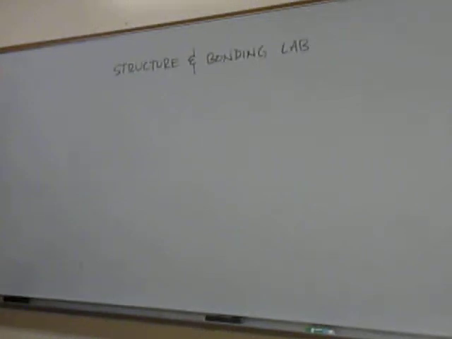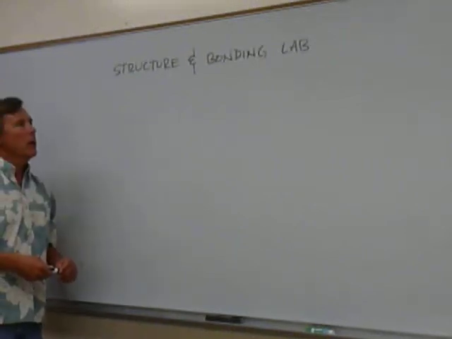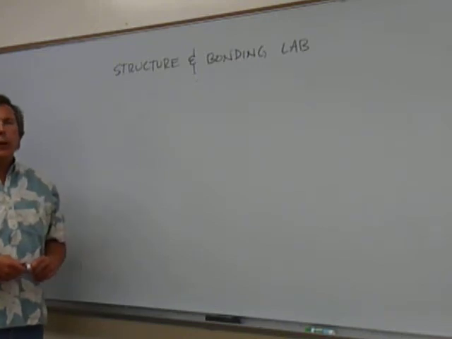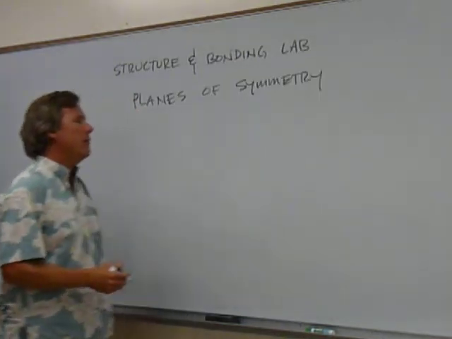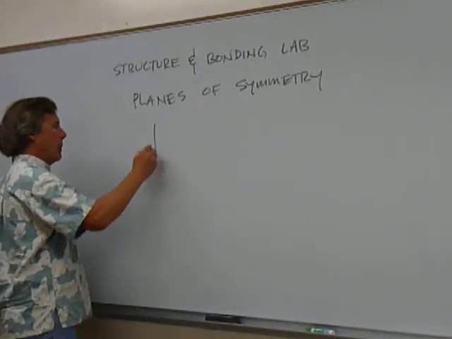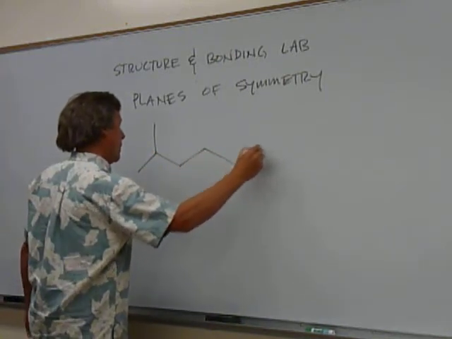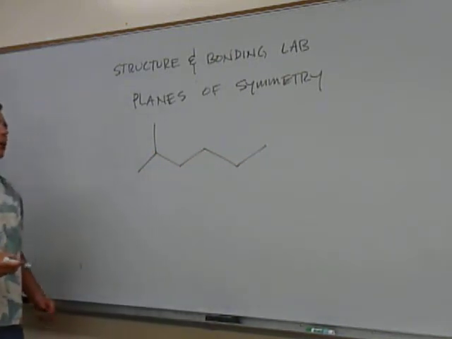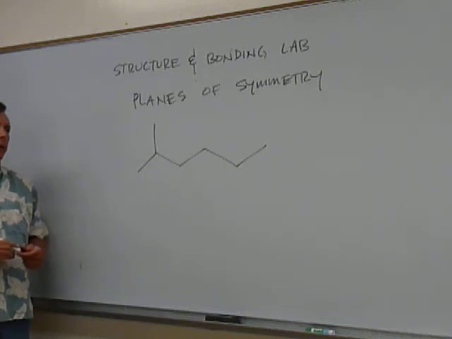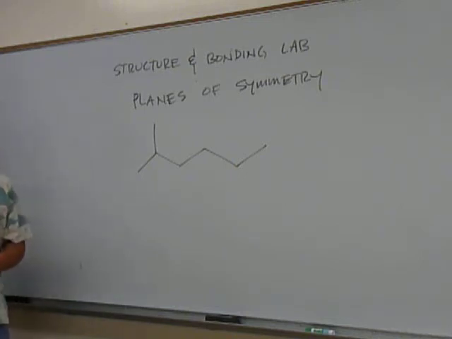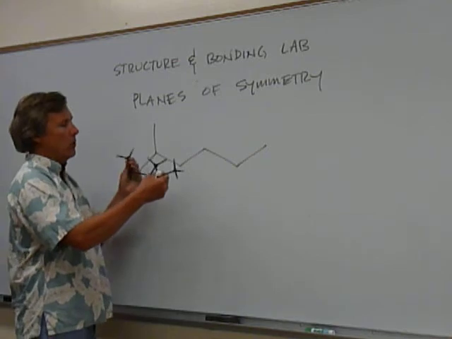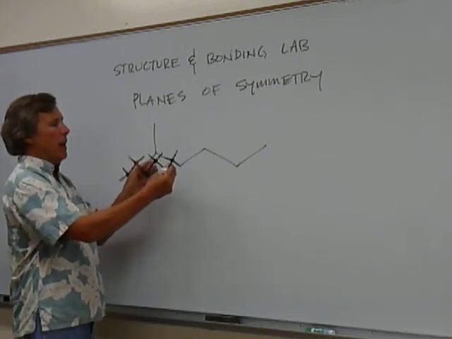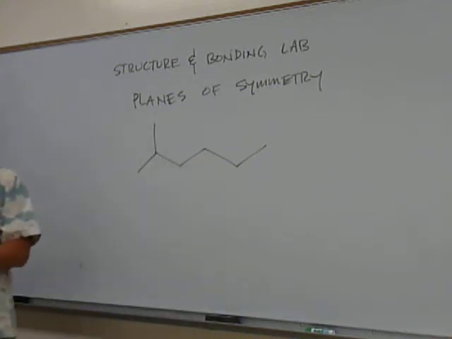One last aspect of the experiment is to consider planes of symmetry. Let me give you an example. This molecule actually has a plane of symmetry. It's not clearly obvious that it does. But we have a straight chain backbone that looks like this. And on the end, we have another methyl group.